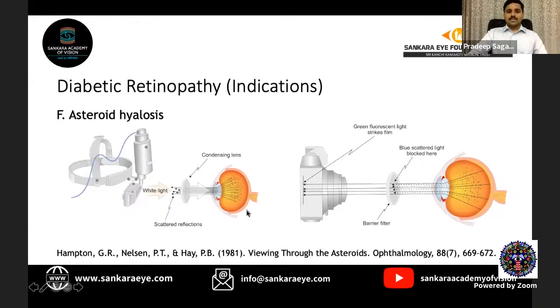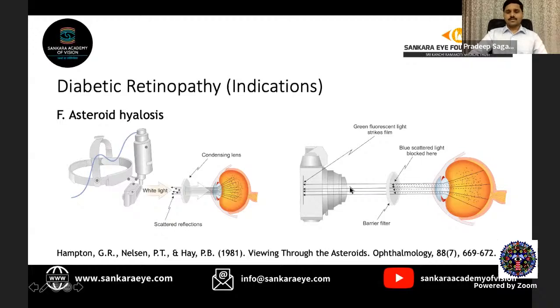Now what happens is, whatever light comes back to our eye is both the scattered light from the asteroid hyalosis and the light which is reflected from the fundus. The scattered light from asteroid hyalosis actually hampers the visualization of the fundus.